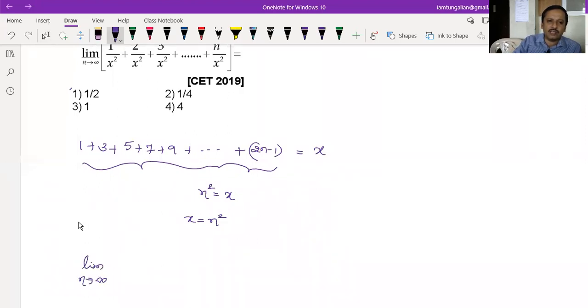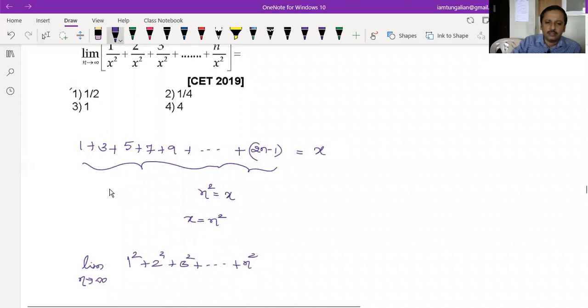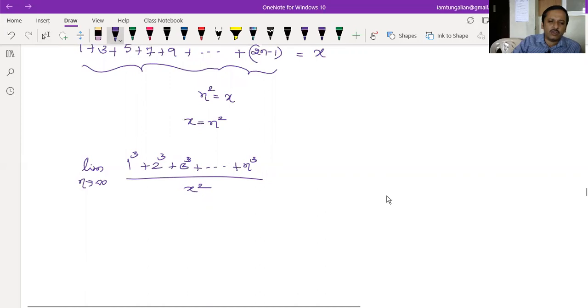Limit n tends to infinity. In the denominator there is a common denominator x square. So the numerator is 1 cube, 2 cube, 3 cube, 4 cube, etc., till n cube, divided by x square. We can write like this: 1 cube, 2 cube, 3 cube up to n cube.